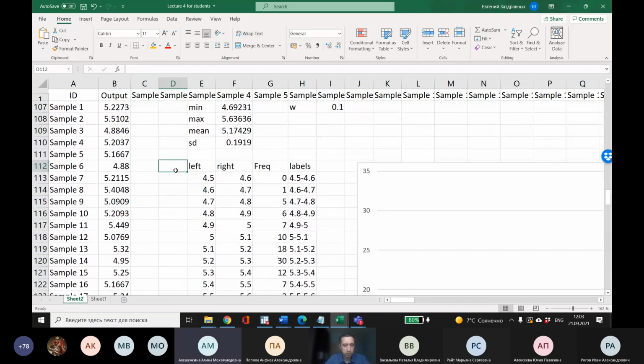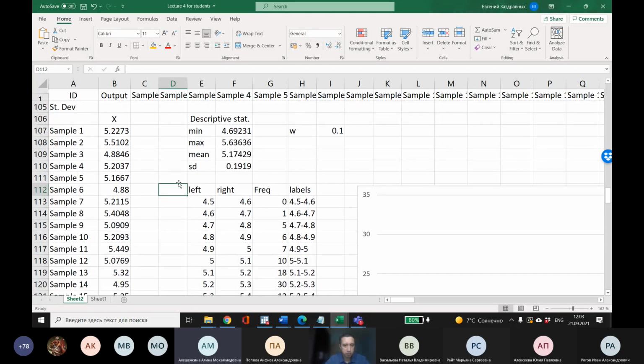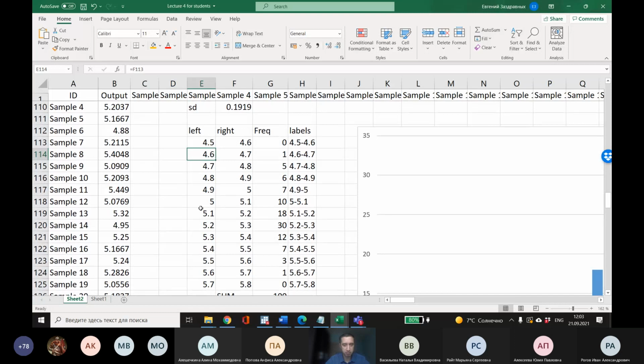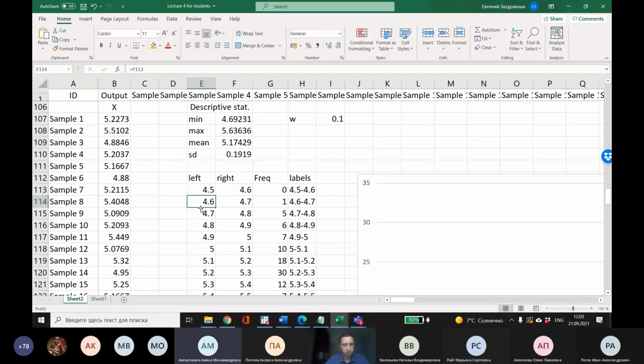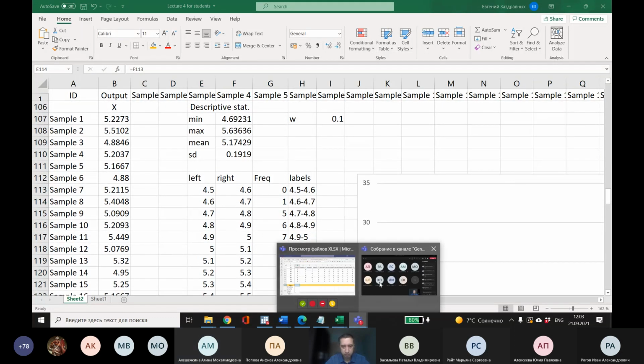But we could start from the minimum value, 4.6. It's not a mistake. It's definitely not a mistake if you wish, and if you want to save your time. Thank you.